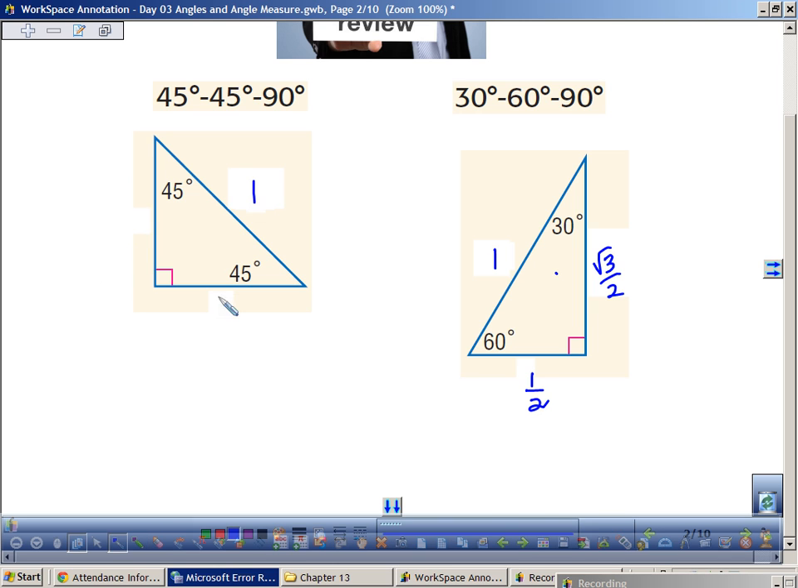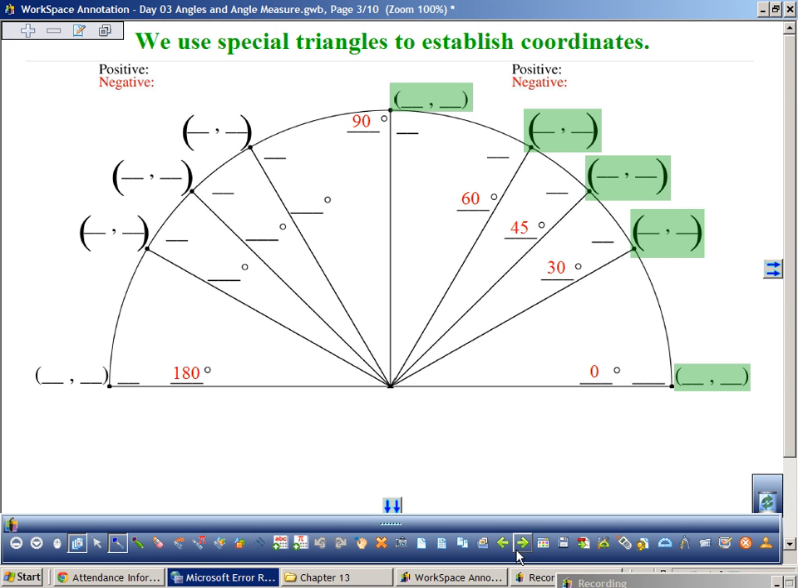So if this is 1, what's this? Root 2 over 2. Are we ready? Are we good? And we need that for our unit circle. Correct? Okay.